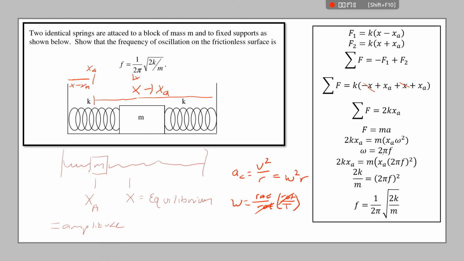Okay, so if I make that substitution, 2 pi f for omega, I'll end up with this, and then we can solve for our frequency. So divide by our mass, divide by xa, which cancels, take the square root of both sides, and then divide by 2 pi, and we get our frequency, which matches what we were trying to prove.